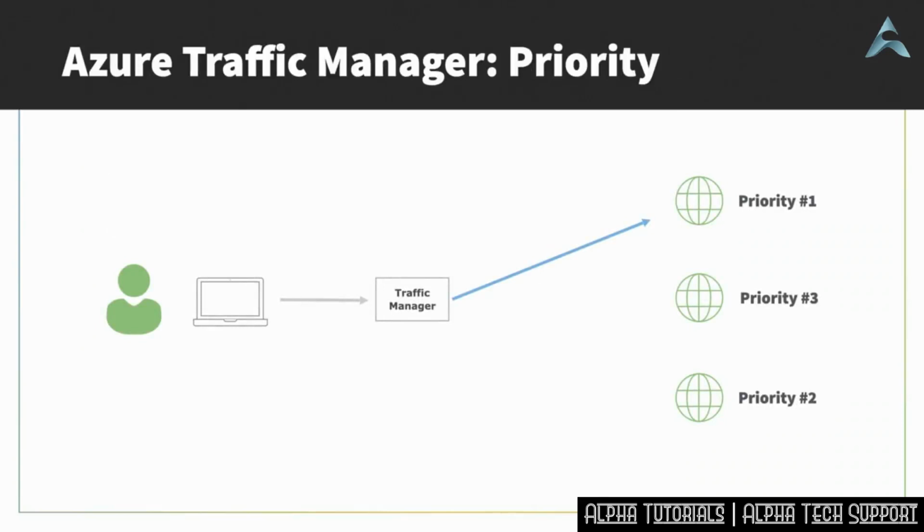So this is priority. We'll get to the Traffic Manager. Traffic Manager says, hey, go to priority 1. And that's it. All the traffic goes to priority number 1. If the priority number 1 endpoint is not working well, then Traffic Manager starts to redirect everyone to priority number 2. If priority 1 and 2 are not working, all the traffic is then redirected to priority number 3. So basically that's what's going to happen.